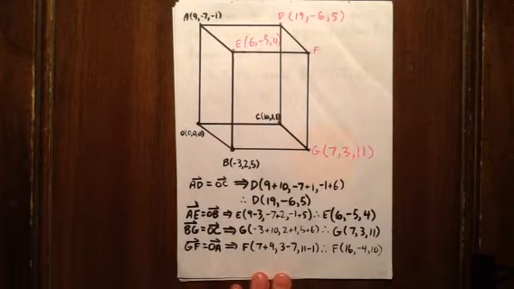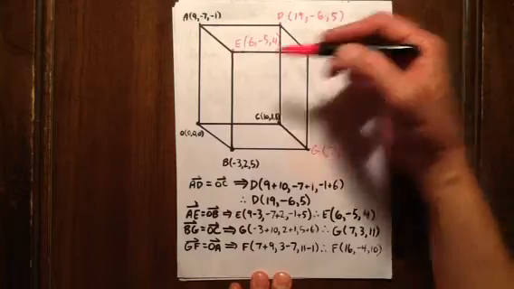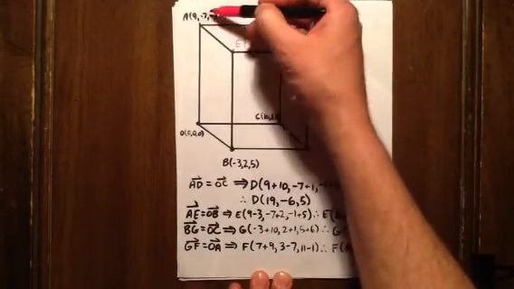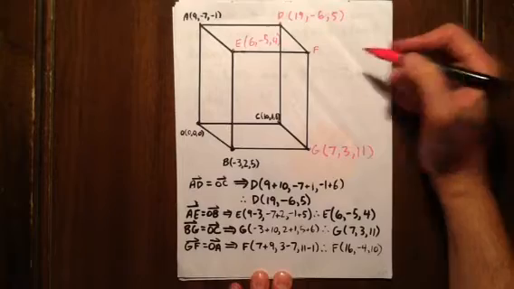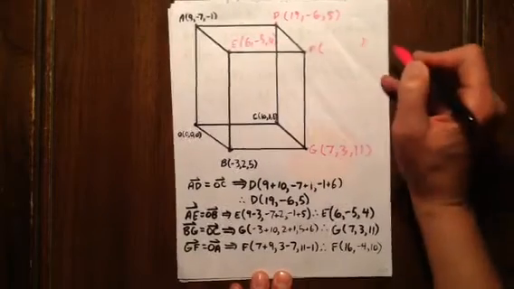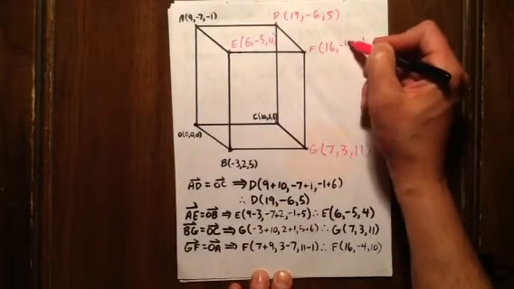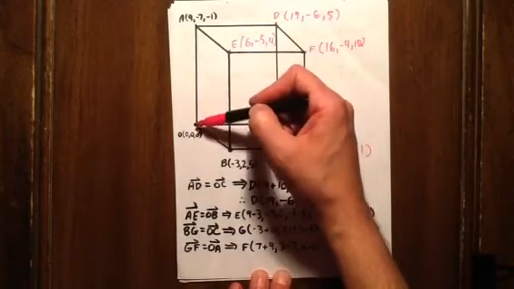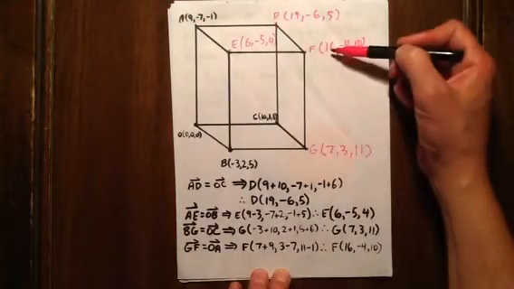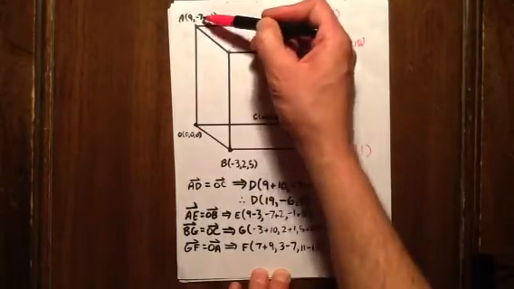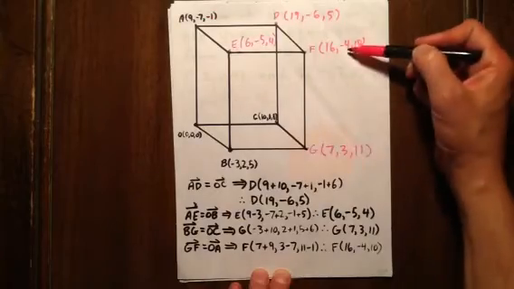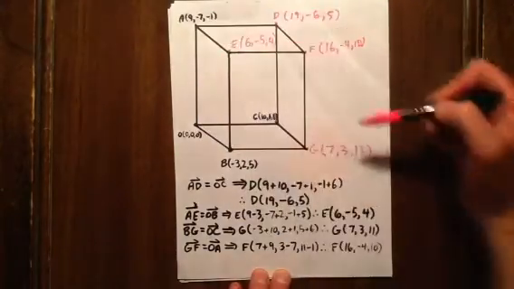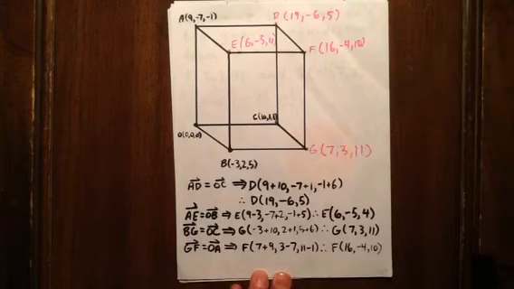so that this vector is 10, 1, 6, and is the same as this vector. And finally, we know that GF has to equal OA. Here's GF right here, and OA is right here. A is 9, negative 7, negative 1, so the point F must be 16, negative 4, 10. So that 7 to 16 is 9, 3 to negative 4 is negative 7, 11 to 10 is negative 1, matching 0 to 9, 0 to negative 7, and 0 to negative 1.